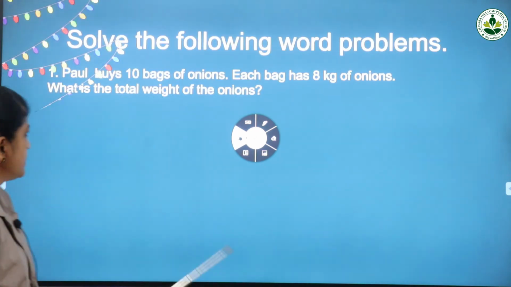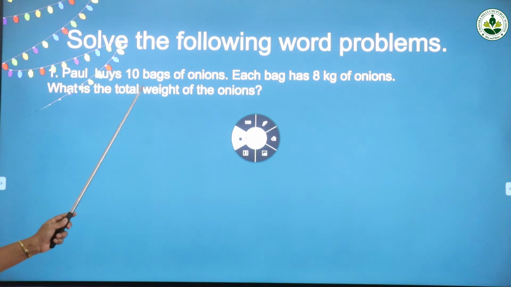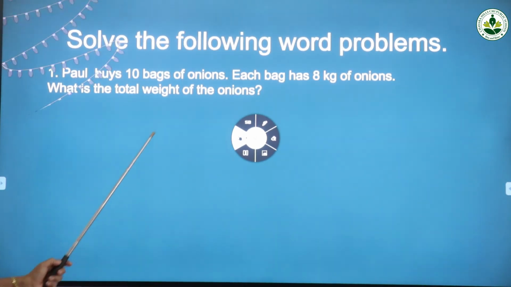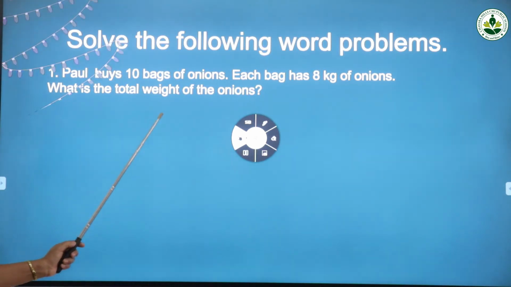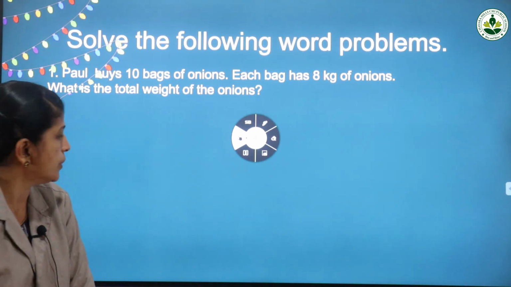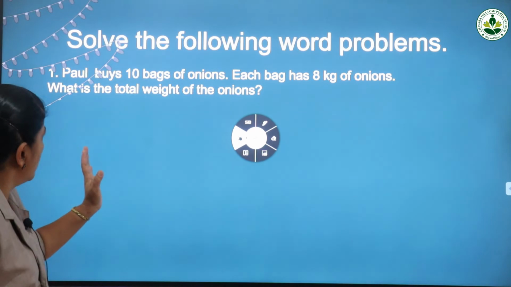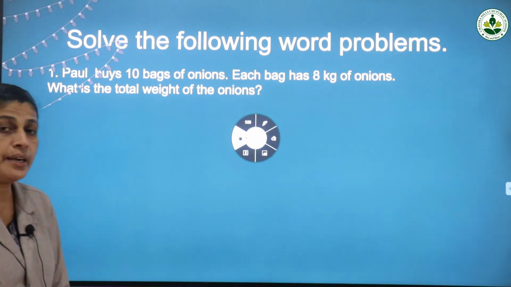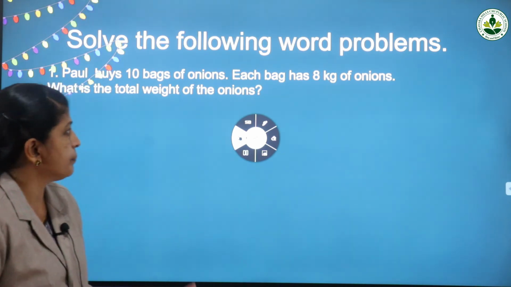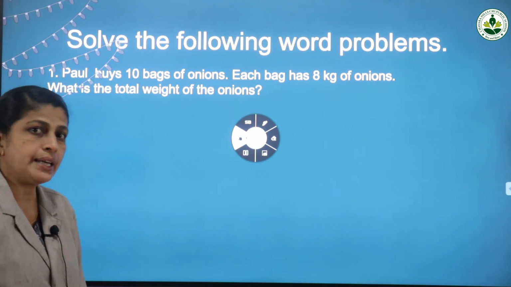The question is, Paul buys 10 bags of onions. Each bag has 8 kg of onions. What is the total weight of the onions? Therefore, you have to find the total weight of the onions. There are 10 bags of onions and each bag contains 8 kg.